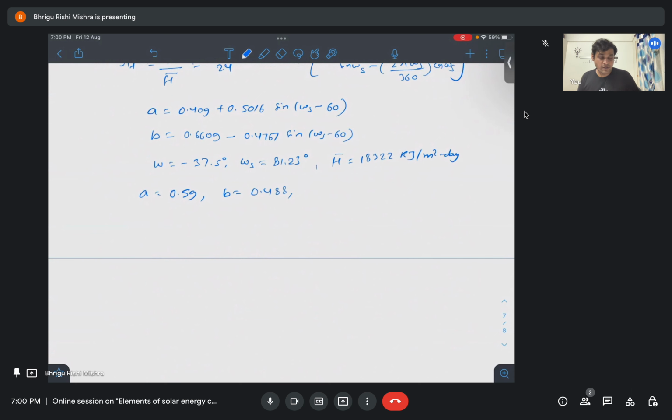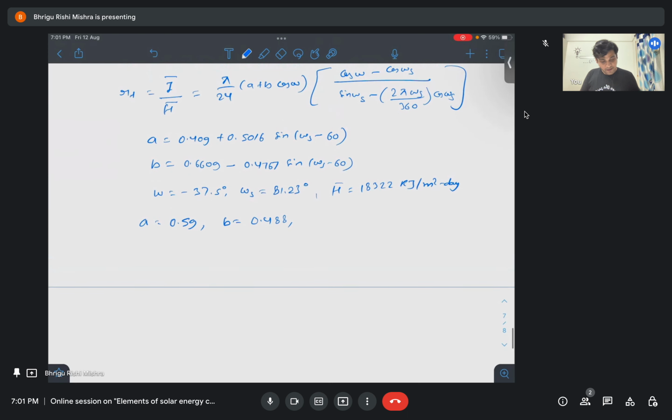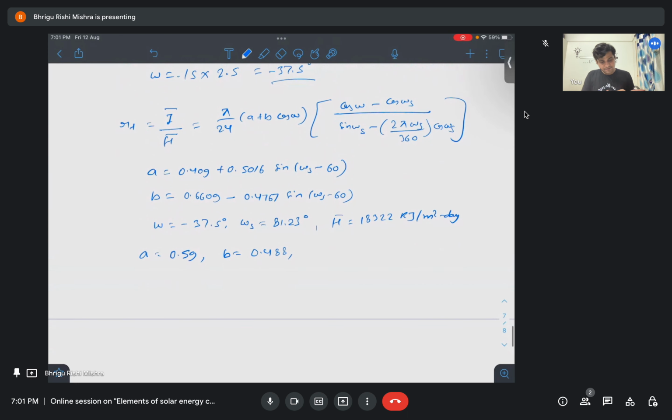Units are very important, so please make sure that you are using the correct unit. Do not use somewhere kilojoule and somewhere joule. You have to be consistent and you have to be careful with the units. So now we can calculate.